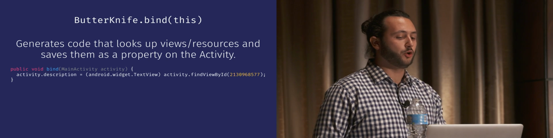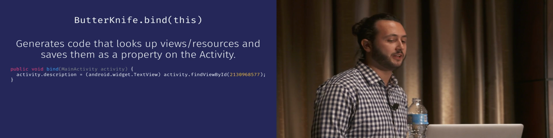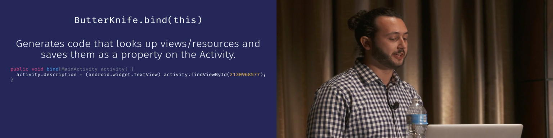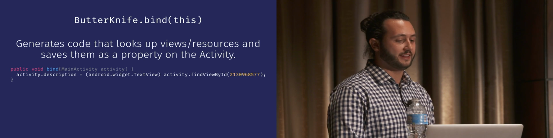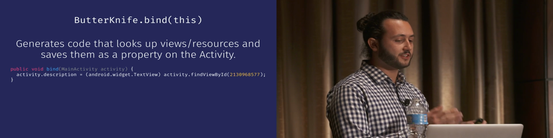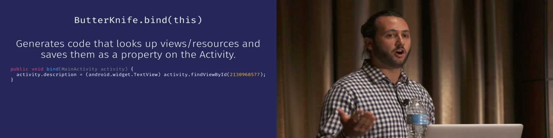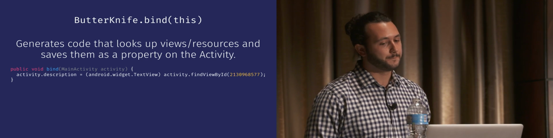Butterknife is generating code that looks up views or resources, and it saves it as a property, and in this example, it saves it as a property on the activity. So at compilation time, this is what Butterknife would be doing in this bind method. It's setting description as a property on that activity, and it's calling the find view by ID for us. So we don't have to waste any more time doing that.